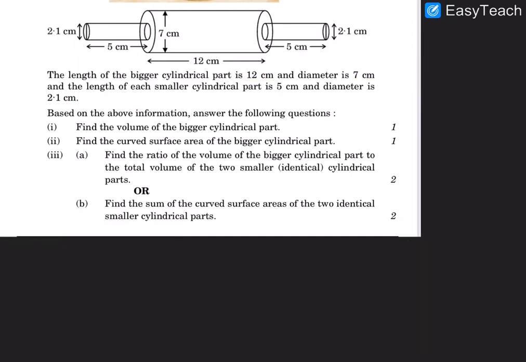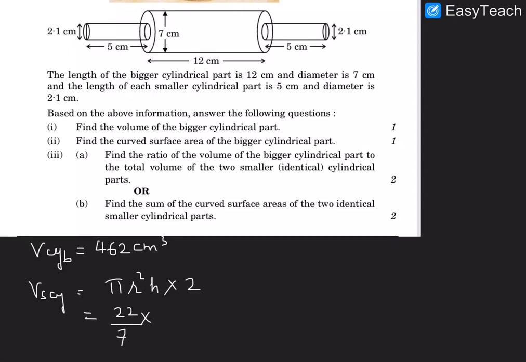Now the third part of this question. Find the ratio of volume of bigger cylindrical part to the volume of two smaller cylindrical parts. So bigger cylindrical part volume we have already calculated, which comes out to be 462 centimeter cube. For the smaller one we are calculating pi r square h, as they are 2, multiply with 2. So 22 by 7 into 2.1 divided by 2 whole square. Height of the smaller is 5, and 2.